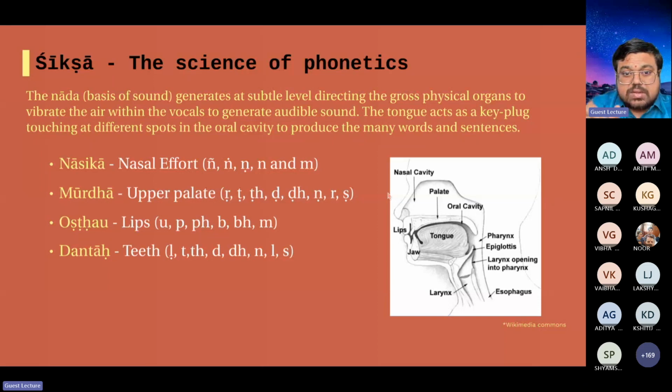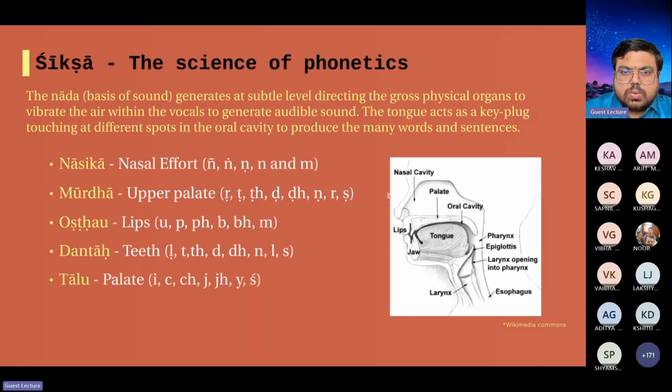Like nasika, the word na itself is a nasal effort sound, hence it is nasika. In murdha, without the upper palate, you can't utter the word murdha. Like that, oshtau, like o, that also requires lip shaping. Danta needed the teeth support, hence the teeth. In this way, the association of logic with Sanskrit, of the physical meaning, the object, the design, the context, everything harmoniously sinks into one single thread.